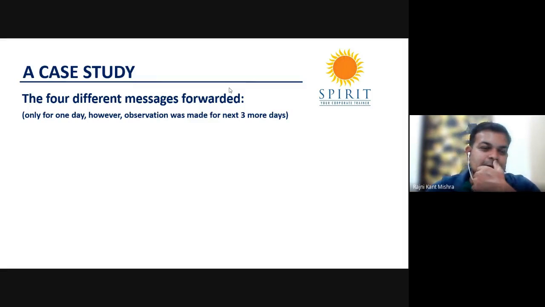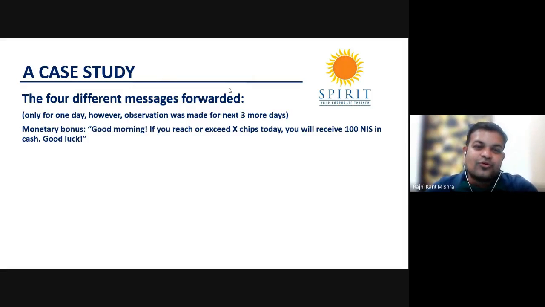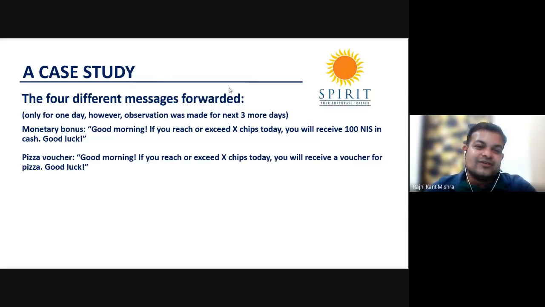The first message was about monetary bonus. Good morning. If you reach or exceed X chips today, by X chips they mean that if you exceed the production by this number today, you will receive 1000 NIS in cash. Good luck. Next is pizza voucher. Good morning. If you reach or exceed X chips today, you will receive a voucher for pizza. Good luck. So you see here they will get a voucher for pizza.